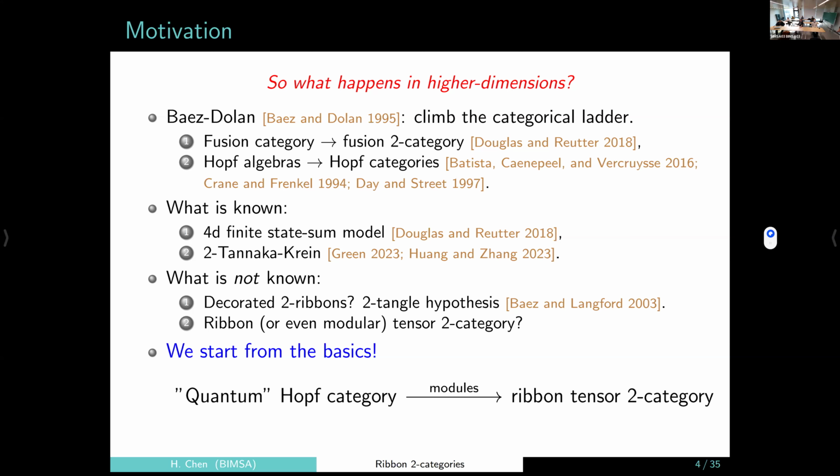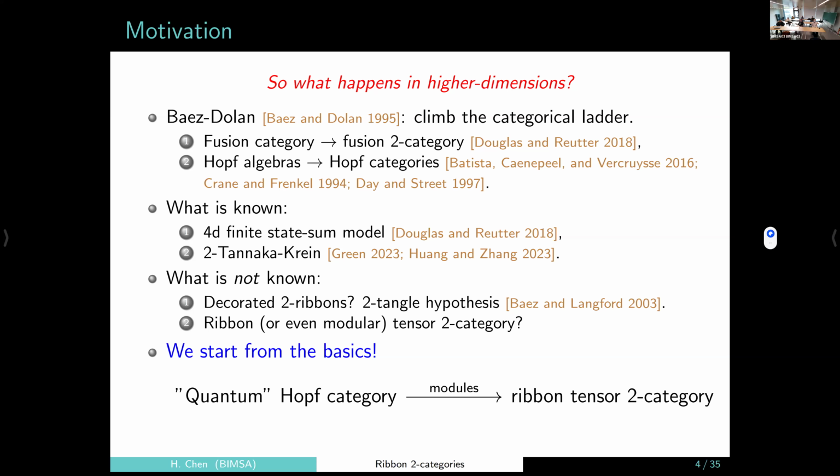So the state of the art at this point, what is known currently, are these 4D finite state sum models, which are built out of fusion 2-categories, and they're now known as Douglas-Reutter TQFTs, and they are 4-dimensional. What is also known is the relationship between these and linear semi-simple Hopf categories, how you can do a Tannaka-Krein-type reconstruction to get a fusion 2-category. And that's done by one of my friends, David, from Ohio State, and also Tsinghua, and his collaborators.